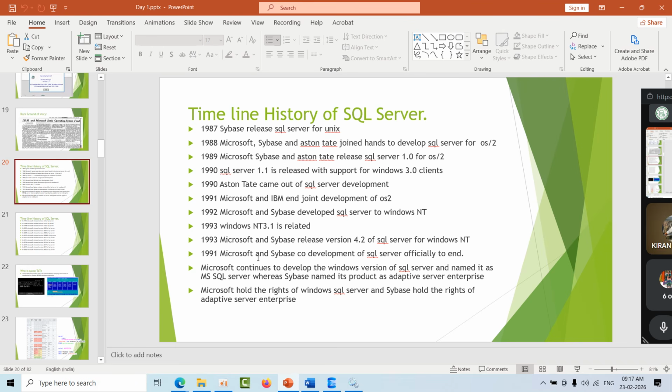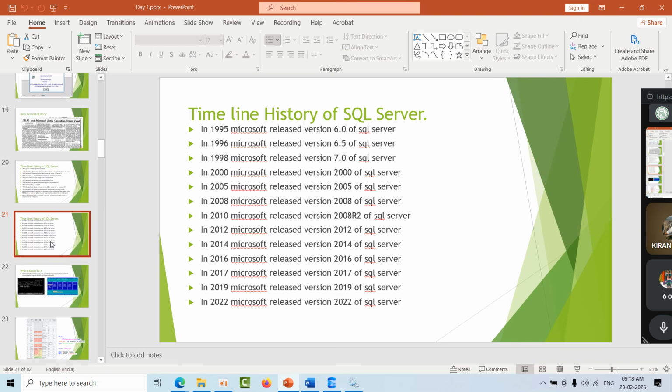Microsoft took the rights for SQL Server, and Sybase took the copyrights for the OS/2 operating system. To avoid the confusion, Microsoft named it Microsoft SQL Server as a database system, and Sybase renamed its software Adaptive Server Enterprise. So this is the background of SQL Server, how it got started, and what triggered Microsoft to enter the database market.